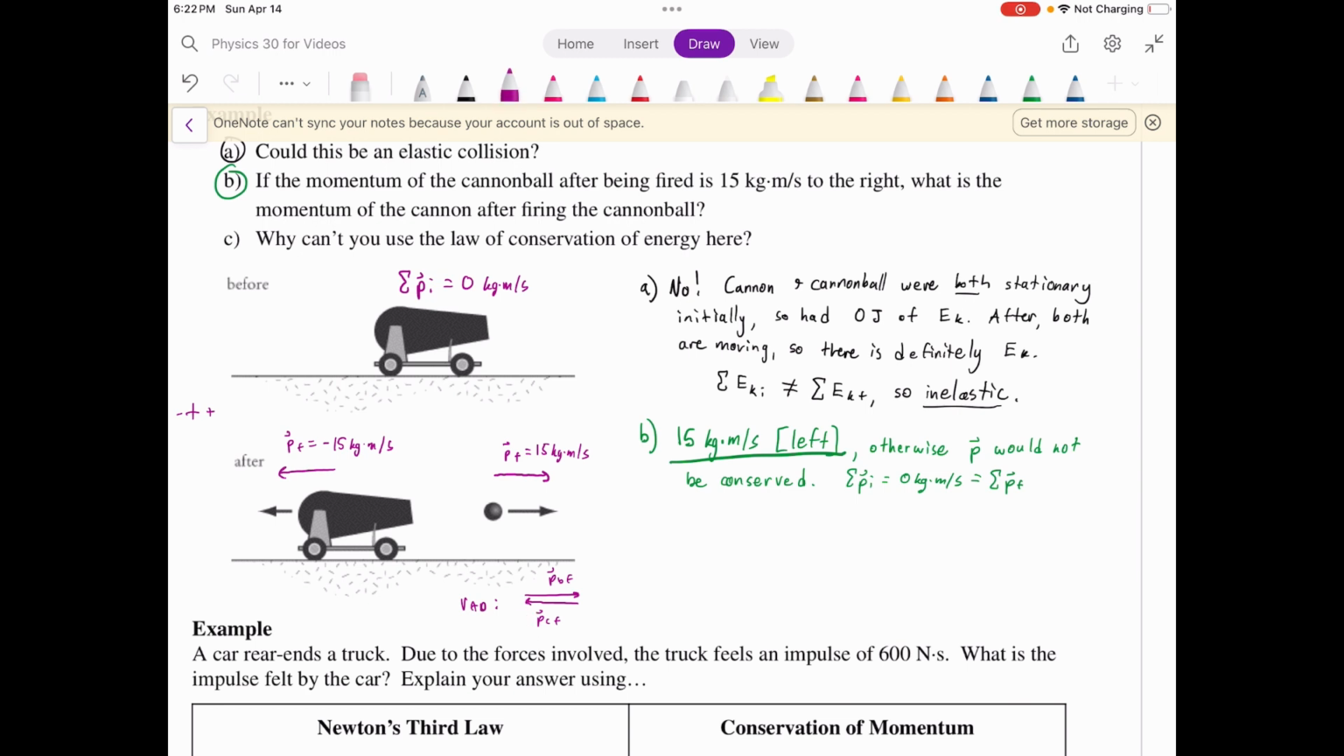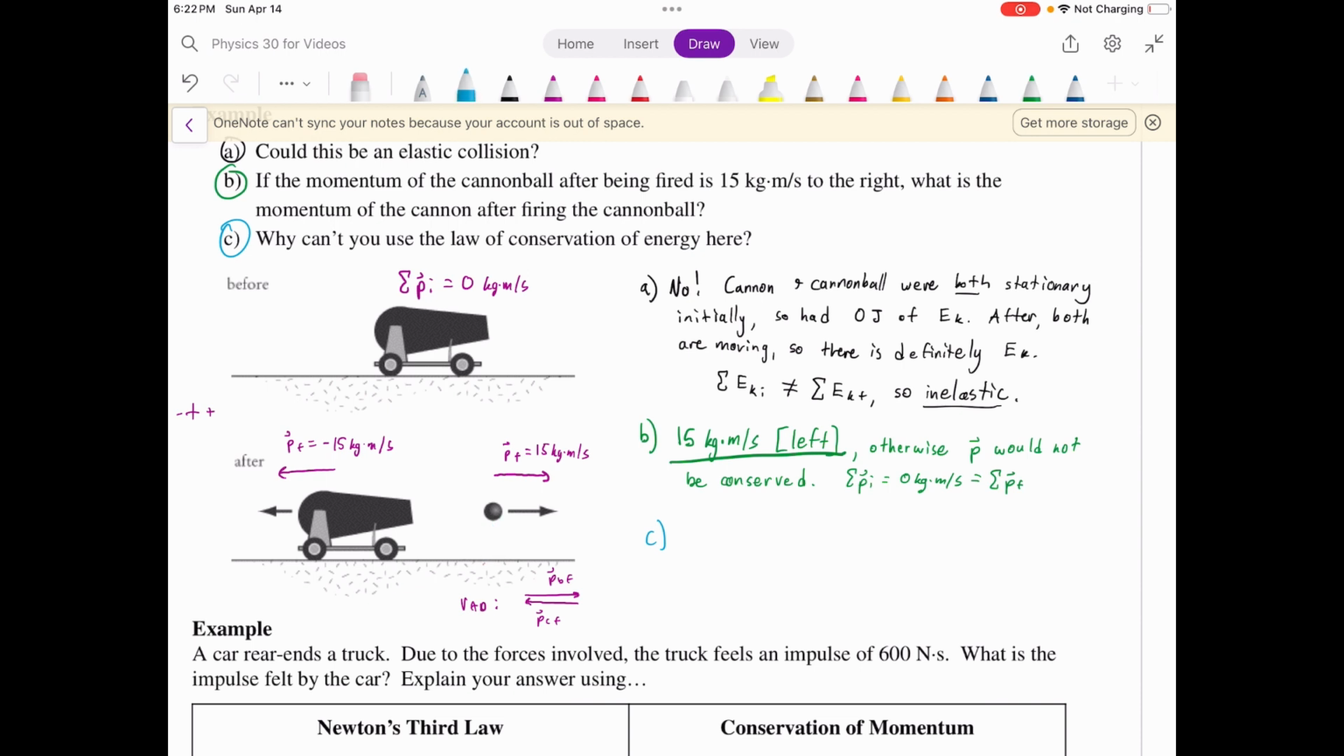Okay, now part C asks us, why can't we use the law of conservation of energy here? Well, again, it's not that the law of conservation of energy isn't true here, but do we have an equation for chemical potential energy, right? Because that's a lot of what is causing the cannonball to be fired. It's gunpowder. The chemical potential energy contained in the gunpowder is being converted into thermal energy, which is then being converted into the kinetic energy of the cannonball, right? We don't really have equations for that stuff.